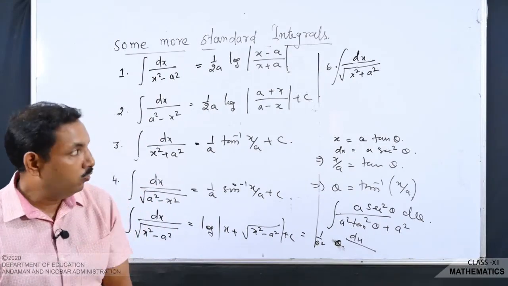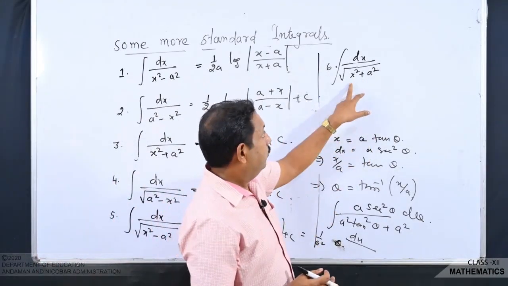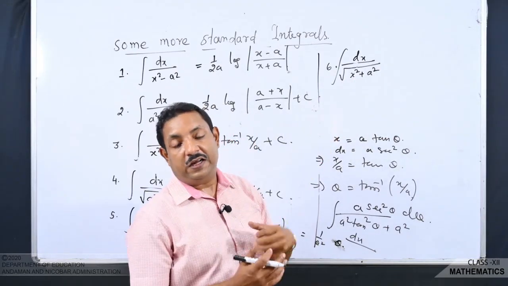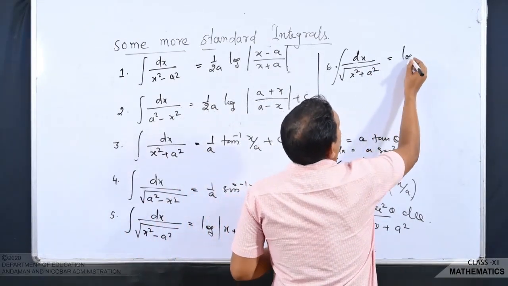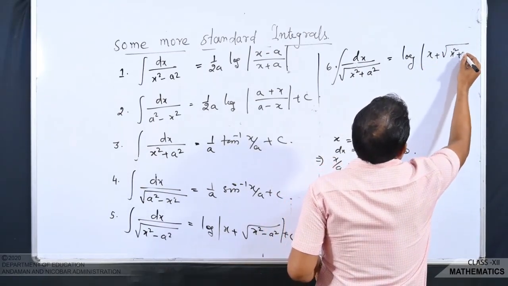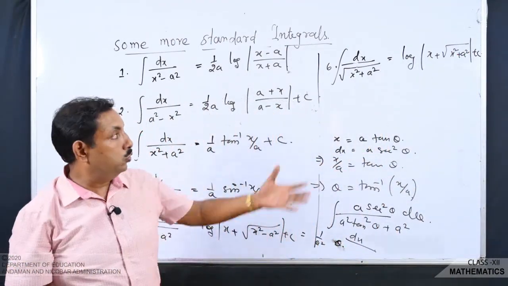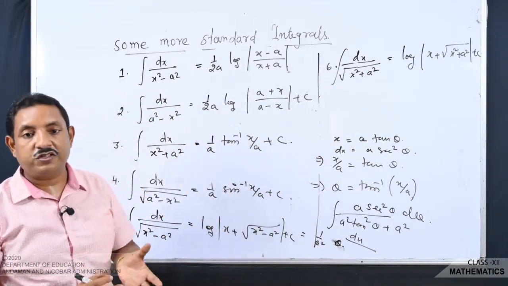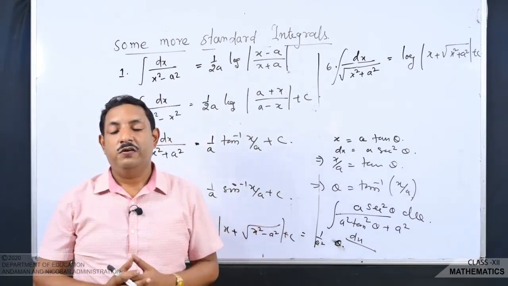Likewise, whenever you perform this integration, again we put x equal to a tan theta, and that will give you log of x plus under root of x square plus a square plus c. So this way you can do the integration of these standard functions. These standard functions we use while performing integrations of different functions.